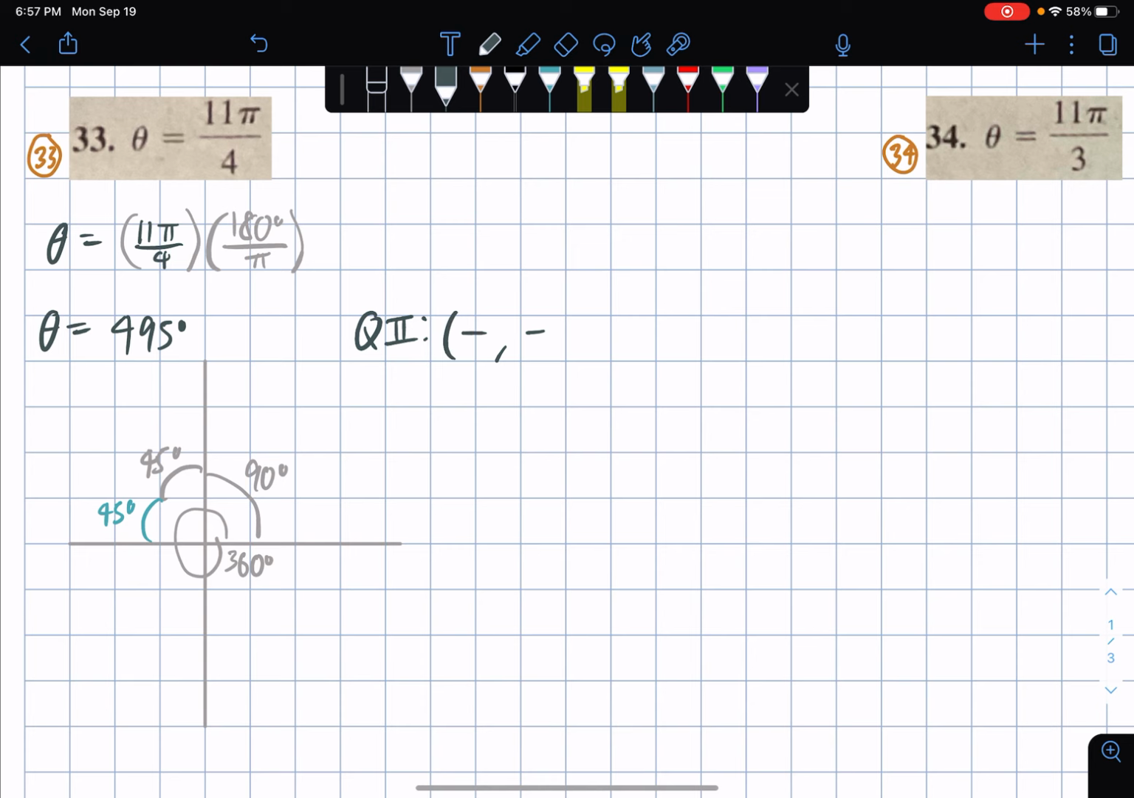Now, hang on. So 495 degrees, I think it ended perfectly in pi over 4. So pi over 4 has square root of 2 over 2 and another square root of 2 over 2. And since it's in quadrant 2, x is negative, y is positive, this is the final answer, I suppose.